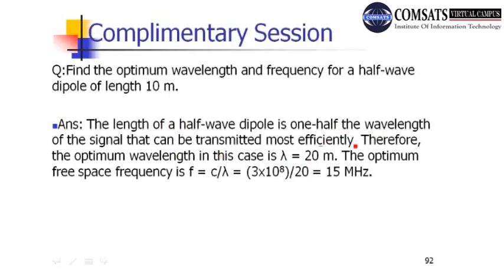As a result, the optimum wavelength in this case is lambda equal to 20 meter, and the optimum free space frequency is, using F equal to C over lambda, where C is the velocity of light and lambda is 20. In this way we will get frequency equal to 15 megahertz after some calculations.